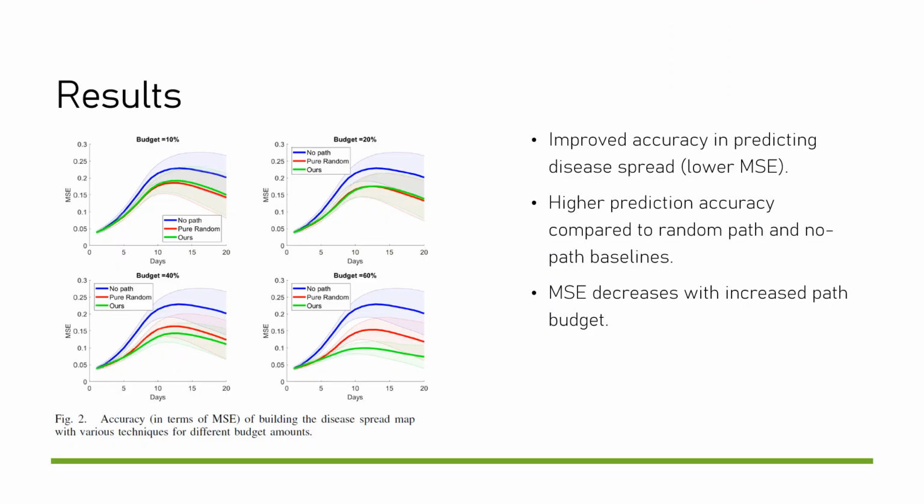Now, here are some results that we present. The budget is, again, as we said, varied between 10% and 60%, and we have compared with two baselines, namely no path and pure random. No path stands for the case where there is no robot path involved.